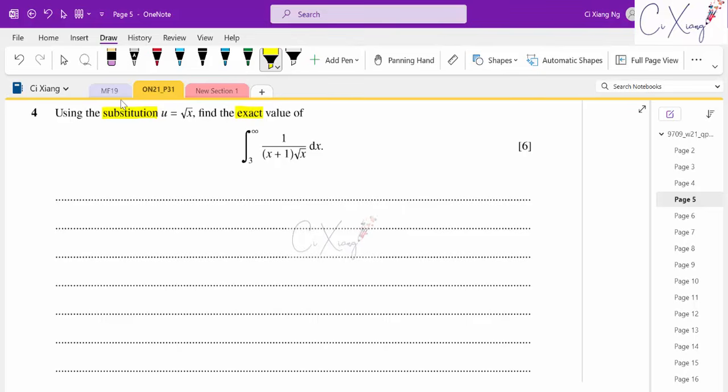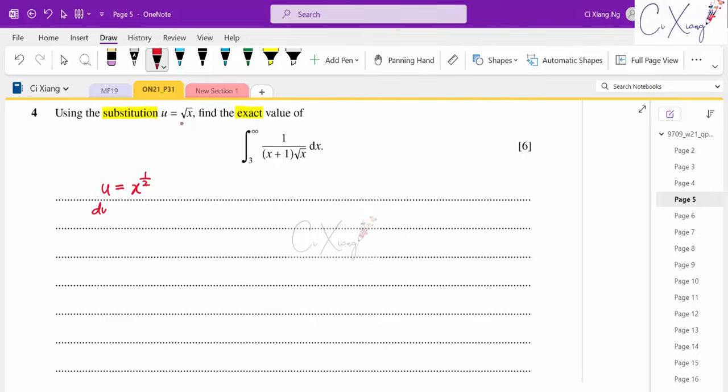So this is an integration question, right? So the integration technique that you are using here will be the substitution. Okay, it is very obvious because they already give you the hint very clearly. For any substitution integration, we will start from the substitution equation that they give us first. u equals square root x. So I have u equals square root x, which means u equals x power half, right?